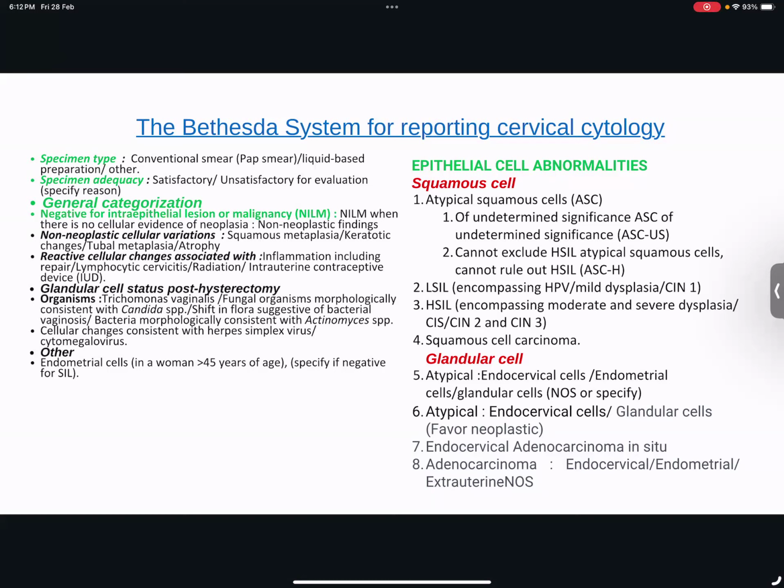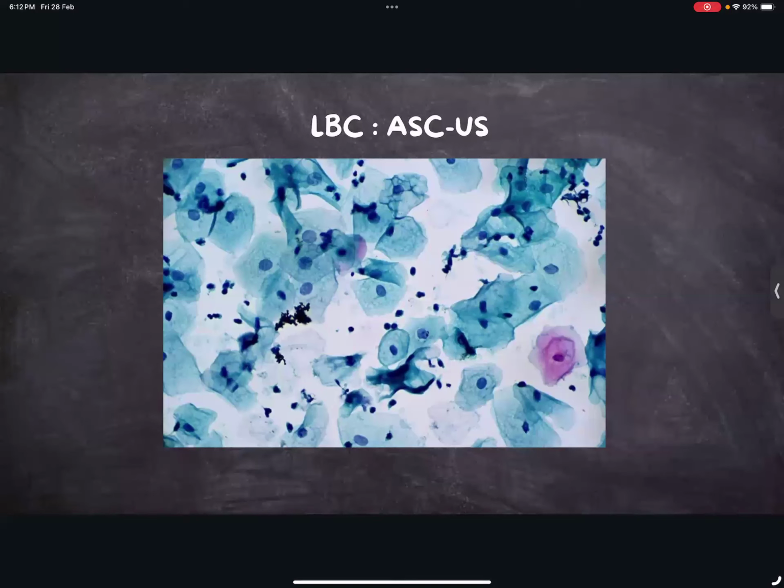And the various organisms like the Trichomonas vaginalis, fungal Candida, and Actinomyces, Leptothrix, herpes simplex, cytomegalovirus, and endometrial cell is important to write in a woman more than 45 years of age, and epithelial abnormality like squamous cells and glandular cells. Squamous cells like atypical squamous cells, LSIL, HSIL, and squamous cell carcinoma. Glandular cell, atypical endocervical cells favors the neoplastic or non-neoplastic, endocervical adenocarcinoma in situ and adenocarcinomas, whether endocervical or endometrial.